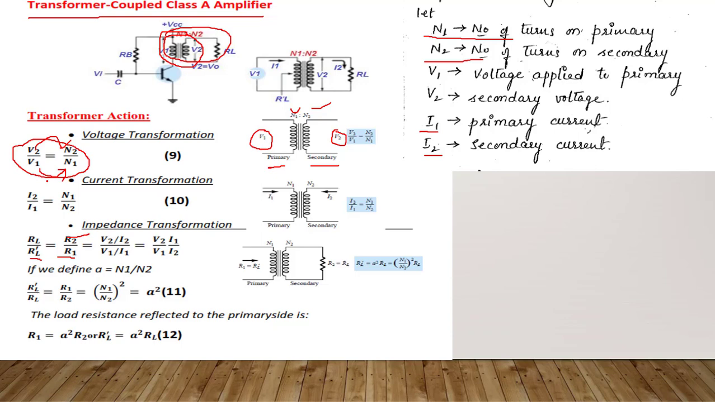But current transformation is the opposite. If you are taking I2 by I1, it is N1 by N2. Always remember that voltage transformation is exactly related to the number of turns, and current transformation is the opposite.